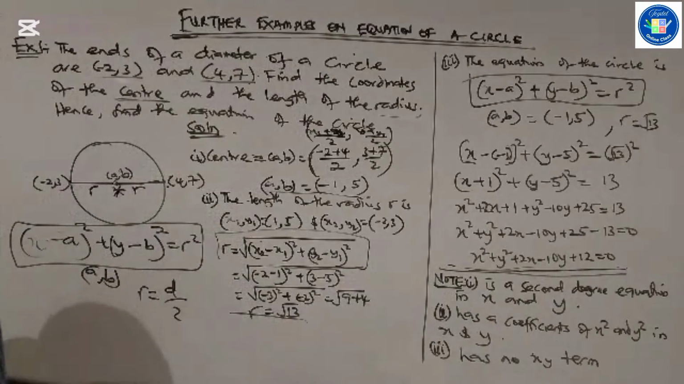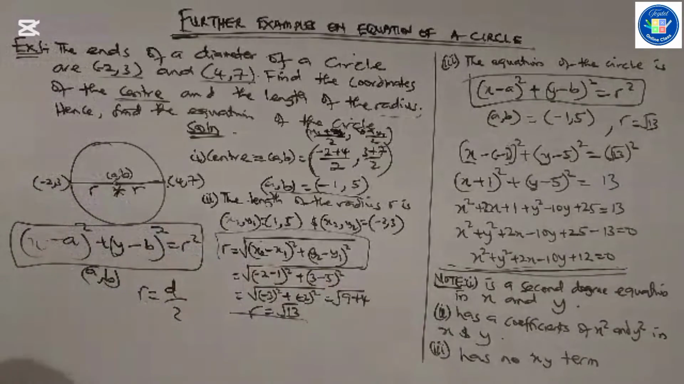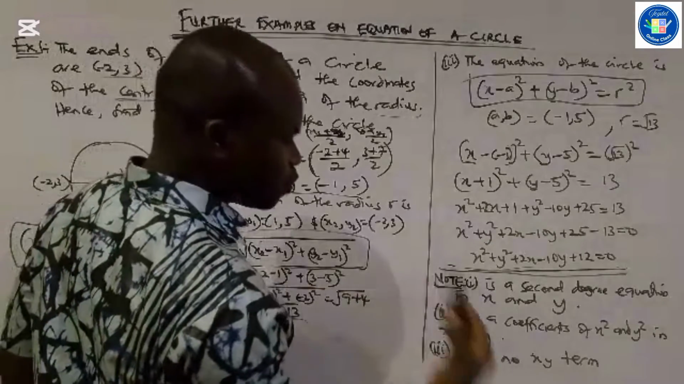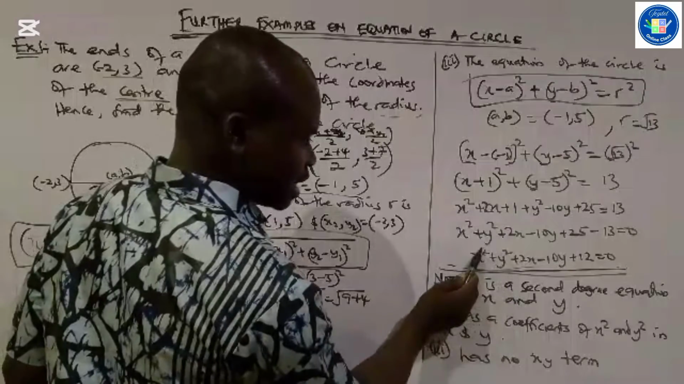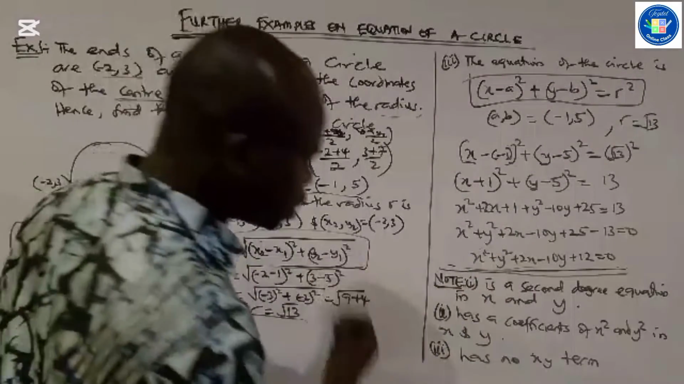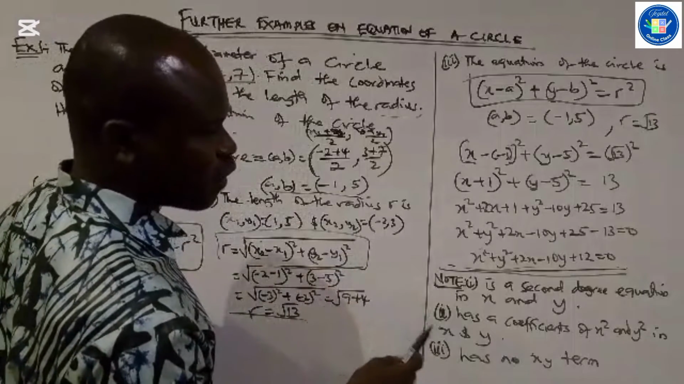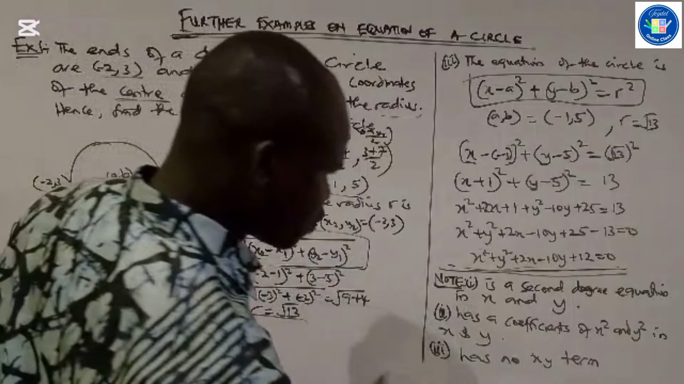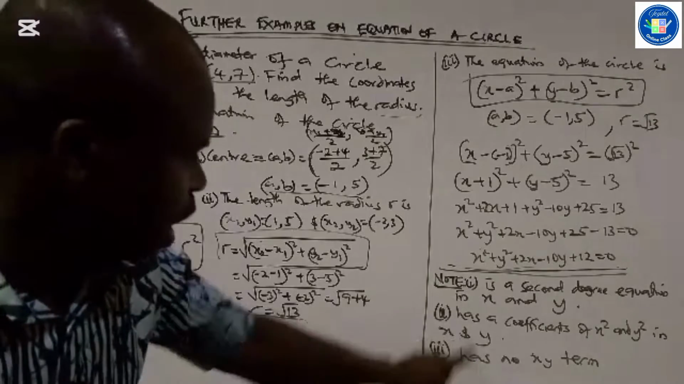Then there are some points that we need to understand about the equation of the circle. That comes up where we have this note. The first thing is that the equation of the circle is a second degree equation in x and y. That is, how do you recognize the equation of the circle? It must be second degree in x, that is x squared and y squared. The second condition to recognize the equation of the circle is that it has equal coefficients of x squared and y squared. That's the second condition.